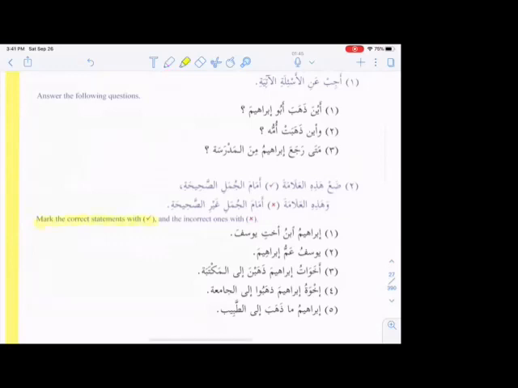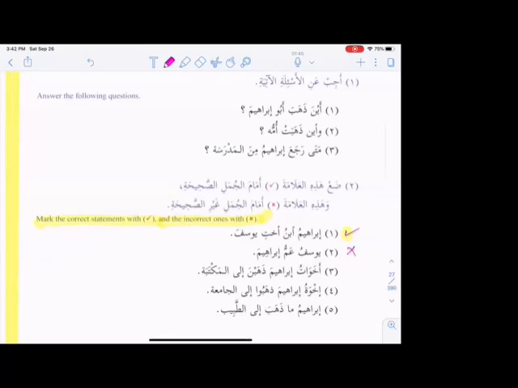Mark the correct statements with this sign and the incorrect with a cross. Ibrahimu ibnu ukhti Yusufa. Ibrahim is the son of Yusuf's sister. Is it correct? Yes, it's correct. Yusuf's sister's son, ibnu ukhti Yusufa. Ibrahim, correct. Yusufu ammu Ibrahim. No, that is not correct. Yusufu khalu Ibrahim, not ammu. This is wrong.